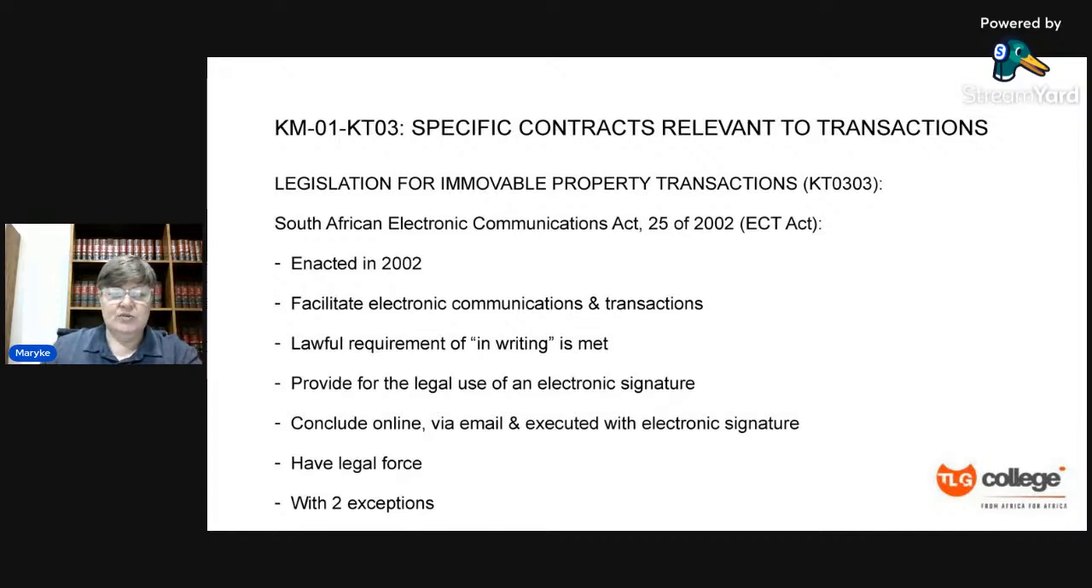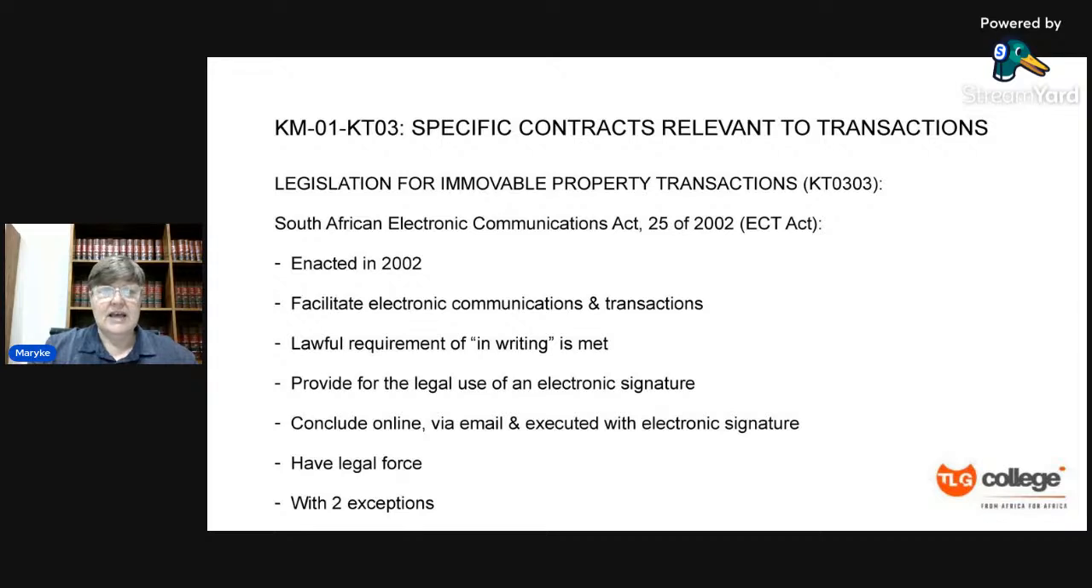We spoke about this in earlier sessions: these days technology is moving at such a pace, and obviously the laws need to keep up. We need to keep up to make things a little bit easier on ourselves, and just to facilitate the transacting and the communications and the signings of legal documents in such a manner that it is still legal, right? So this legislation makes provision for contracts to still be lawful in writing, as it should be, as we have seen, even if it is done digitally. It provides for the legal use of electronic signatures, and also that one can conclude any transaction online via email and execute it with an electronic signature.